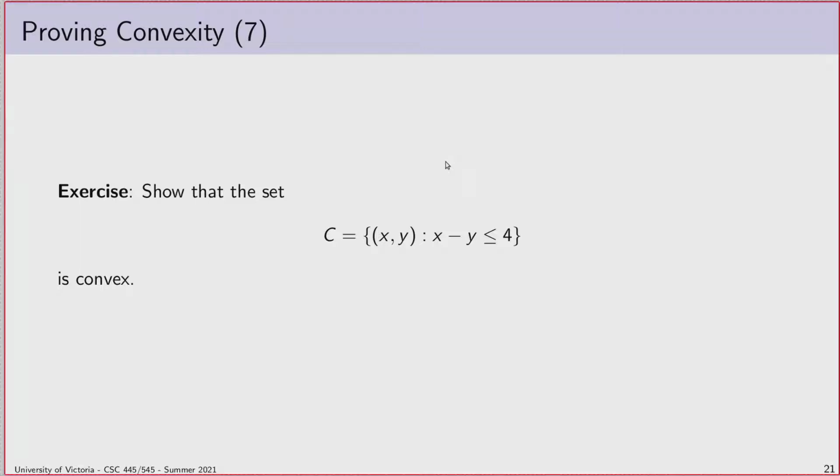Okay, what about this one? This is actually very important. So I mentioned a few minutes ago there was this observation about lines that I said was one of the most important parts of this lecture. This is along the same lines as that. So this set C is the set of all points x and y such that x minus y is less than or equal to 4.